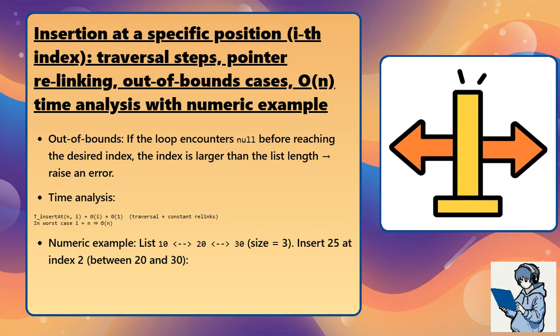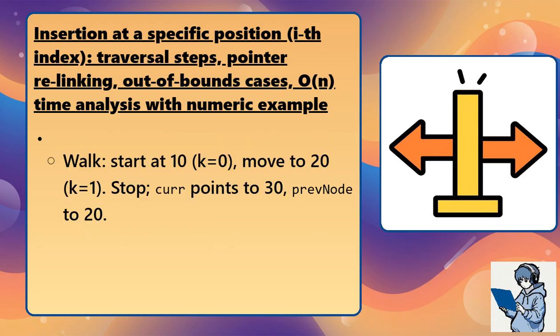Numeric example: list 10 double-20 double-30, size 3. Insert 25 at index 2 between 20 and 30. Walk start at 10, k equals 0, move to 20, k equals 1. Stop, current points to 30, previous node to 20.